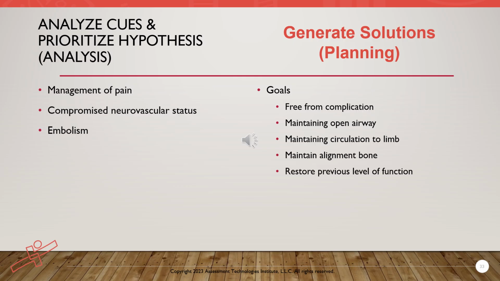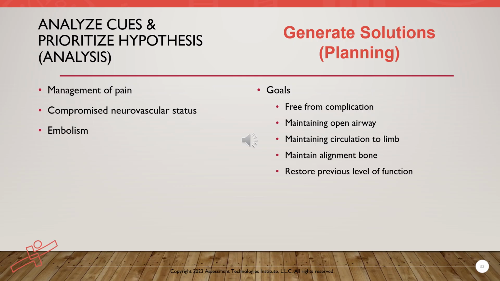Restore previous level of function. Early mobility when appropriate, physical therapy, and safe use of assistive devices. Example solutions for planning interventions. These will connect back to your earlier prioritized areas. Pain management. You're going to administer analgesics, reposition limb for comfort, elevate limb if appropriate, and assess pain frequently.